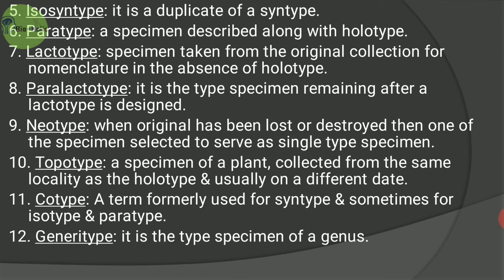Number 8 is paralectotype. It is the type of specimen remaining after a lectotype is designated. 9 is neotype. When the original has been lost or destroyed, then one of the specimens is selected to serve as the single type specimen. Next, the topotype. A specimen of a plant collected from the same locality as the holotype and usually on a different date. Nextly, cotype, a term formerly used for syntype and sometimes for isotype and paratype. And lastly is the genotype. It is the type specimen of a genus.